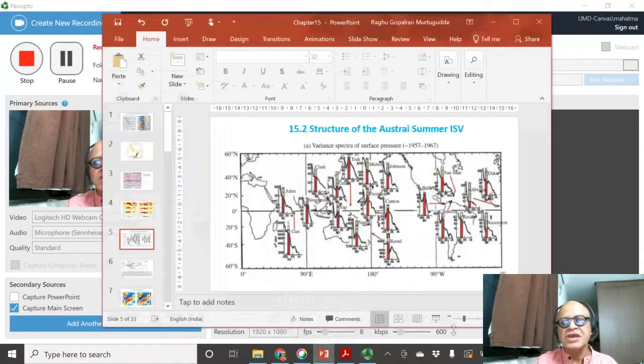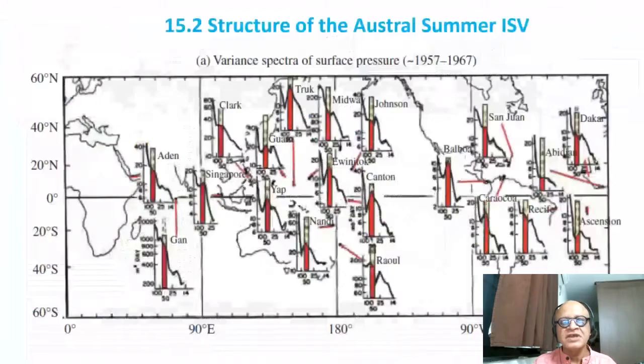Let's start by looking at the structure of this intraseasonal variability. ISV is used as an acronym for intraseasonal variability. So this was the data that was used by Madden-Julian in terms of determining the spectra of surface pressure. All these bands shown here are in the 40 to 50 day period, which is the intraseasonal time scale.